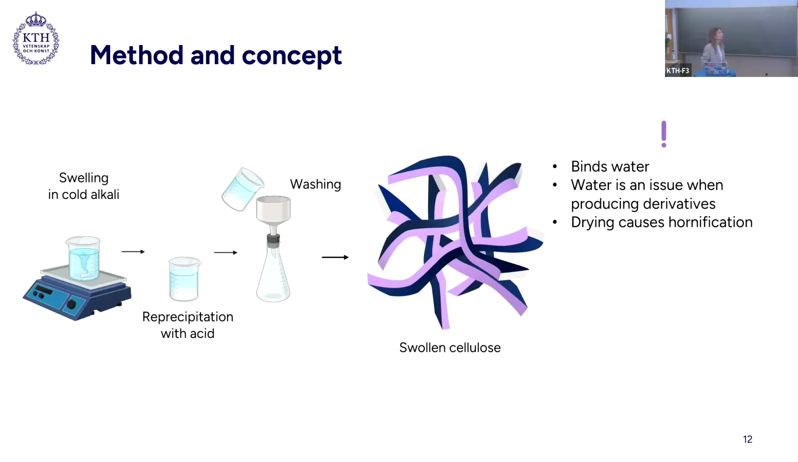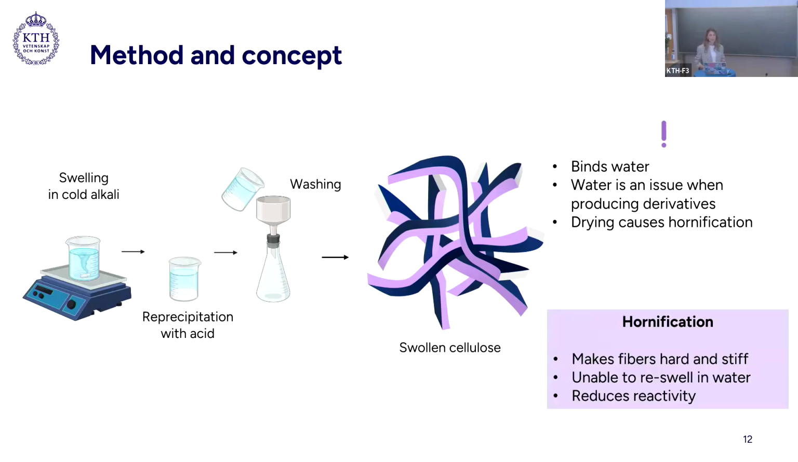And then we have something called hornification. So I showed you the collapse of the fiber when we dried it, and this is called hornification. And hornification is a highly debated topic, and we do not all agree on the mechanism. But what we can agree on is that it makes the fiber hard and stiff, and that it makes it unable to reswell in water. And what is most important for me is that it significantly reduces reactivity.